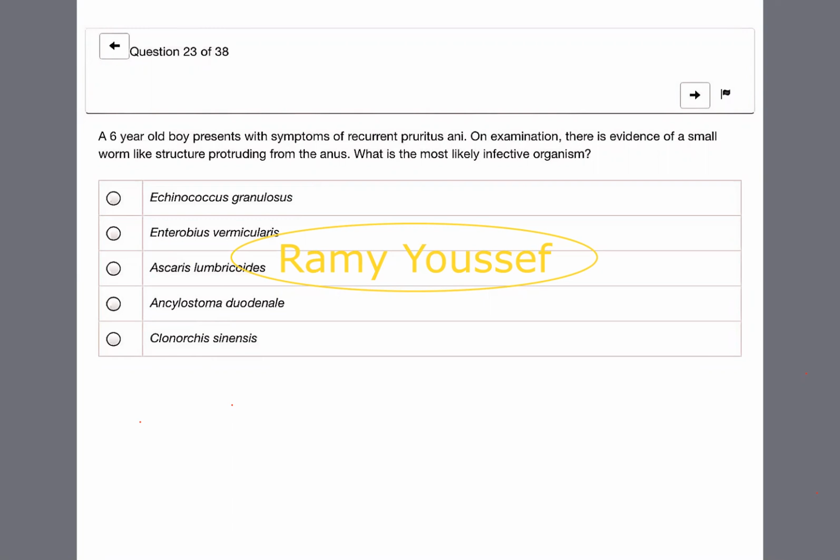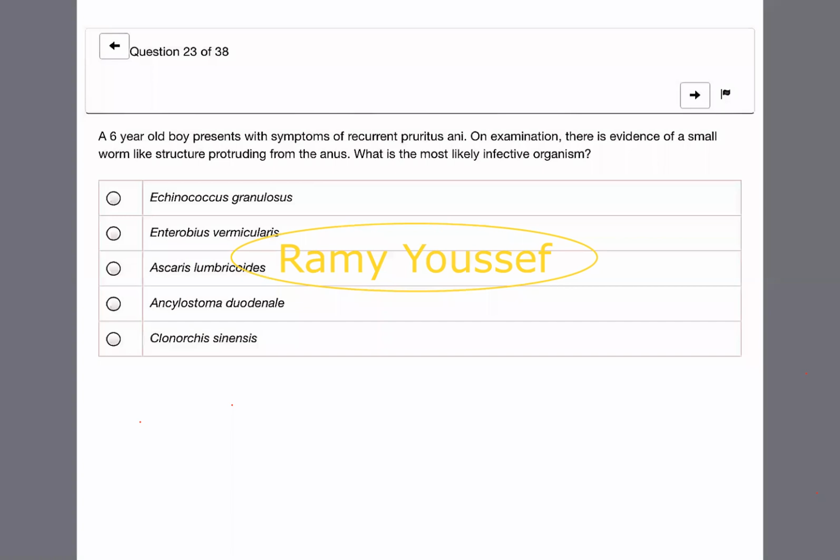Echinococcus granulosus, Enterobius vermicularis, Ascaris lumbricoides, Ancylostoma duodenale, Clonorchis sinensis. This is a common type of infection in children, by the way. Very common in children. I know Ascaris, but I'm not sure. I don't really know this answer, but okay. Anyone know the answer?